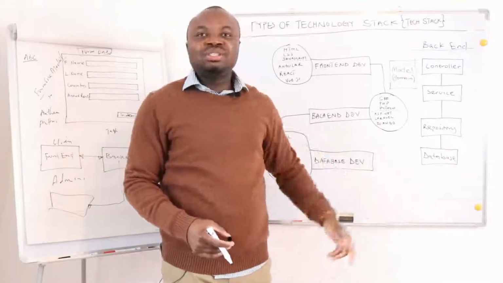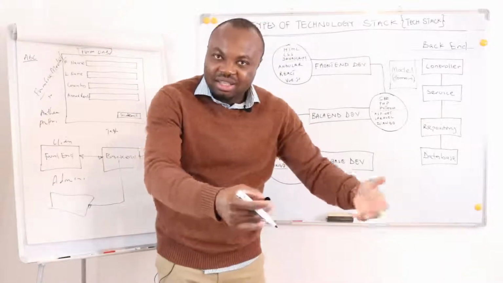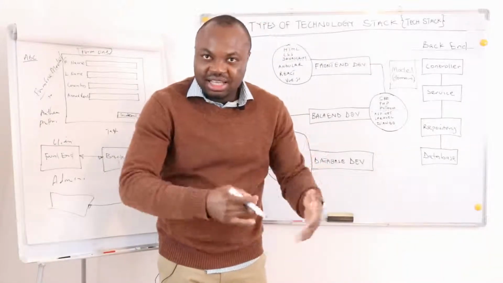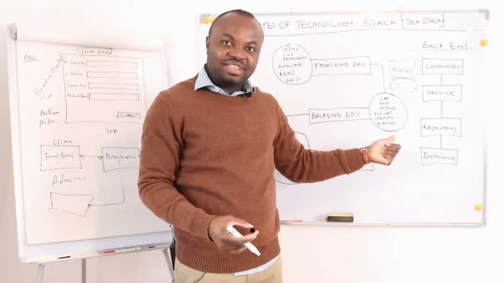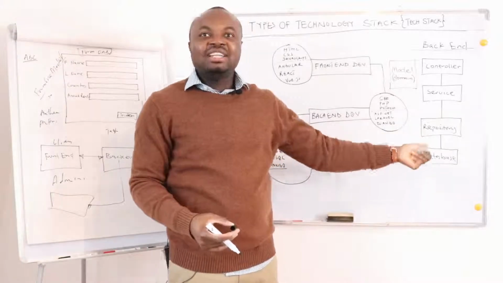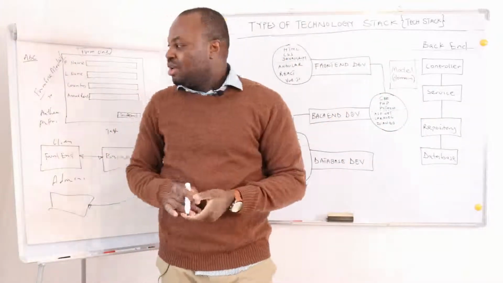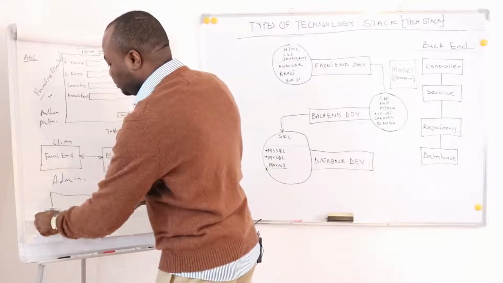Then the repository will say, okay, call the database and get the information from the database, and then send the information back to the service. The service will now send the information back to the controller, and the controller will now give me the information. So let me just illustrate how these things work.